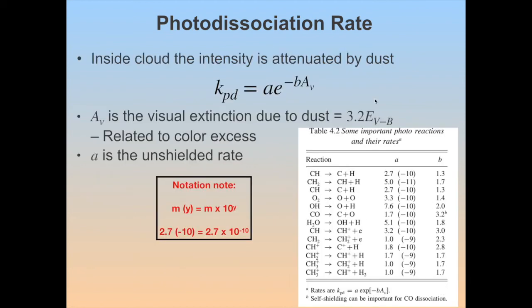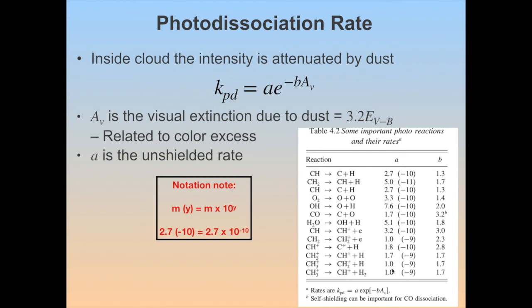Now, when you're dealing with molecules that are in clouds, the intensity is attenuated by dust, and this essentially goes as Beer's law. So we have here the unattenuated rate, and then we multiply that by e to the minus B A_V, where B is basically just a constant for how much the molecules absorb, and then A_V over here is your visual extinction due to dust. And this is actually related to our color excess, and we covered that way back in the first couple of weeks. So this is essentially just letting us know how much of the light is actually being absorbed inside of the dust cloud here. And it's simply like 3.2 times whatever our color excess is, so that's the ratio for that. And like I said, A is your unshielded rate.